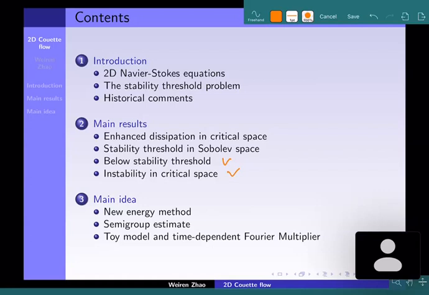The last piece I will talk about is the idea of the proof. We will introduce some mathematical tools we developed to attack this kind of problem. There is a new energy estimate, which allows us to obtain some lower bound for the semigroup estimate. And we also introduce time-dependent Fourier multipliers and a toy model to attack these stability problems when the size of the perturbation is not small enough.